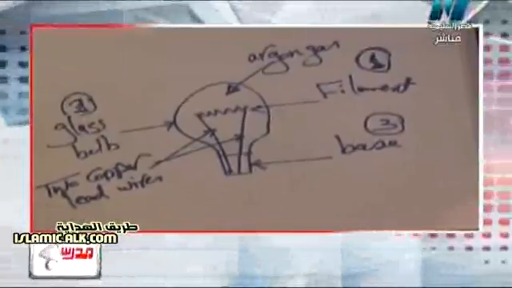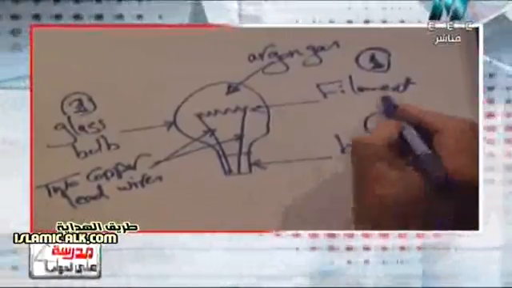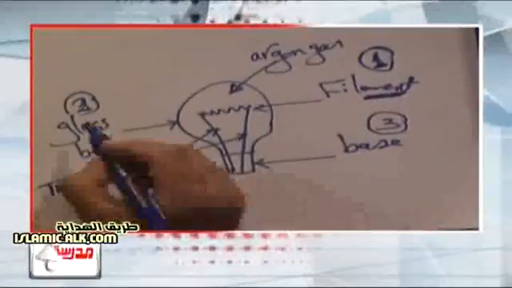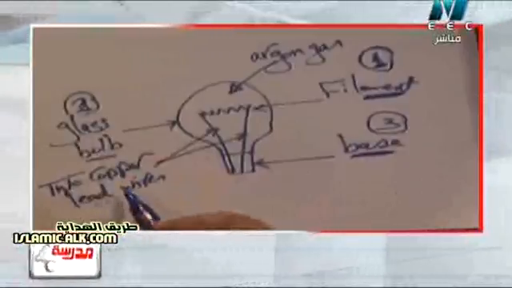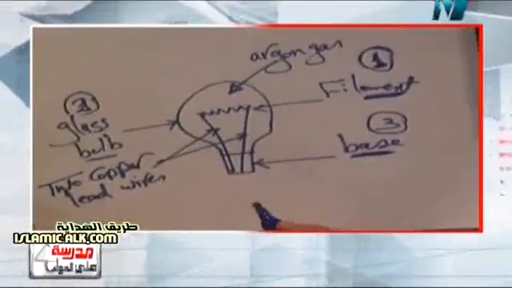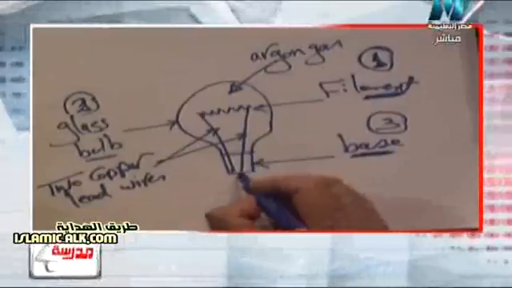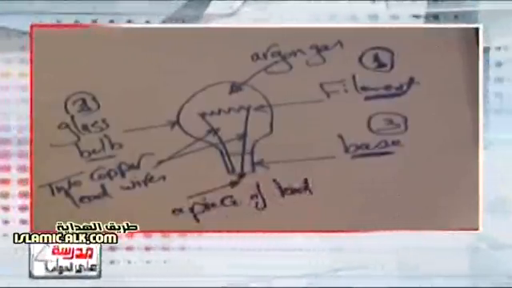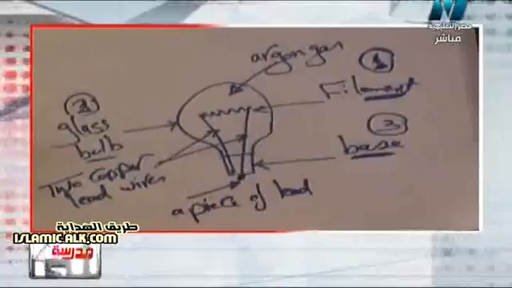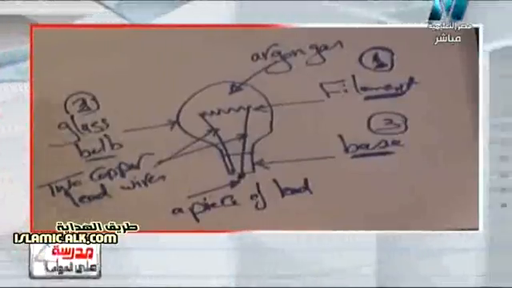Okay, so now I have a filament, as I said, number 1, first component, glass bulb, second component, the base, the third component. But what are the secondary components? في مكونات تانية ثانوية في اللايت bulb, the 2 copper lead wires, the argon gas, and at the bottom of the base, I have another thing, which is a piece of lead. Okay, so I have 6 labels in the light bulb. هنا عندنا في اللايت bulb 6 labels.